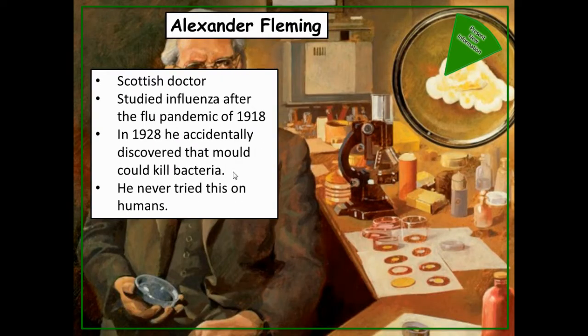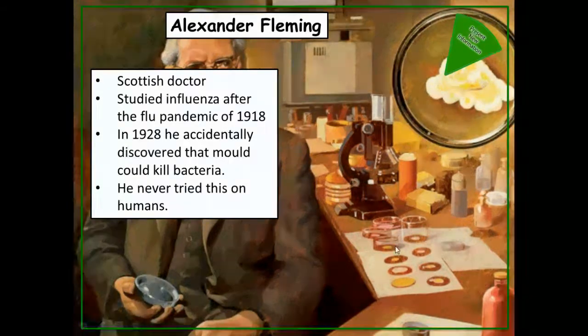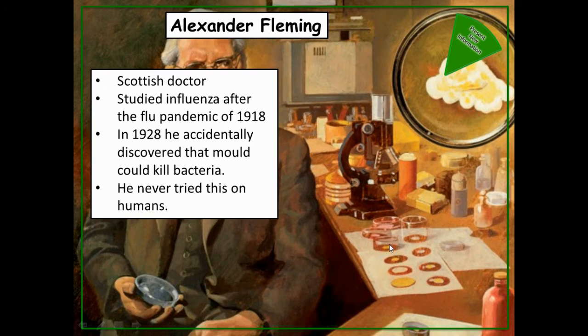Following on from Koch, Alexander Fleming also used similar techniques to Koch. So he was a Scottish doctor who was very interested in flu due to a flu pandemic in 1918 that killed about 50 million people around the world. He was researching the bacteria that caused the flu pandemic using these Petri dishes when he accidentally made the discovery that would save millions and millions and millions of lives in World War II.